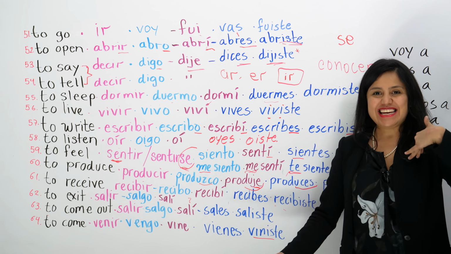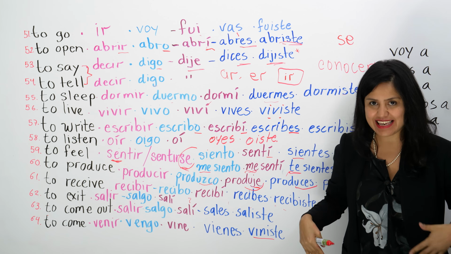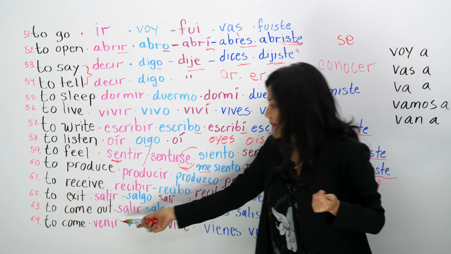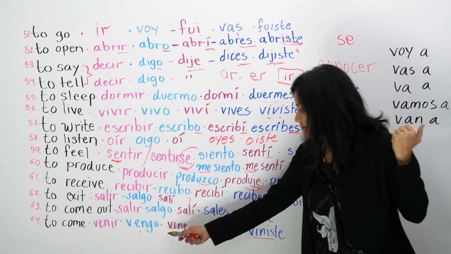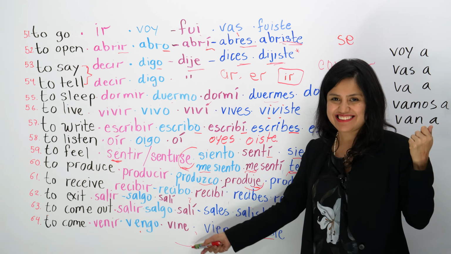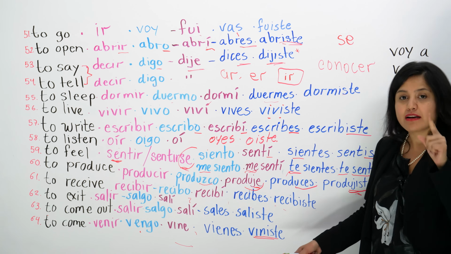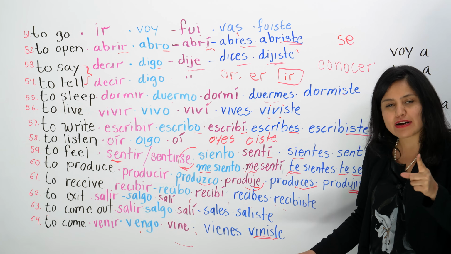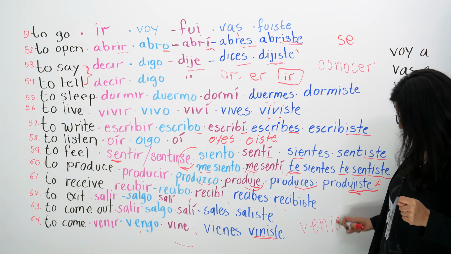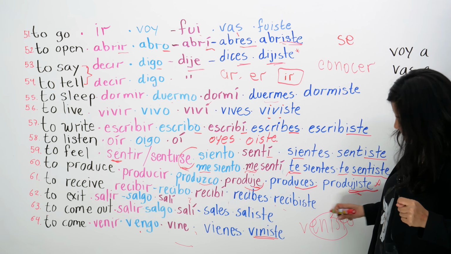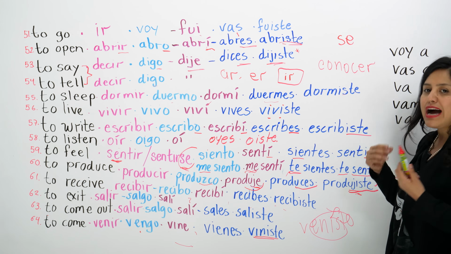To come, venir, aquí. No, ir. Ir para allá, venir aquí, where the speaker is. Venir. Yo vengo. Yo vine. Like vine. Vine. ¿Sí? Vine. Tú vienes. Tú viniste. Listen to this. Viniste. A lot of native speakers make a mistake. They say veniste. Tú veniste. Wrong. Tú viniste.